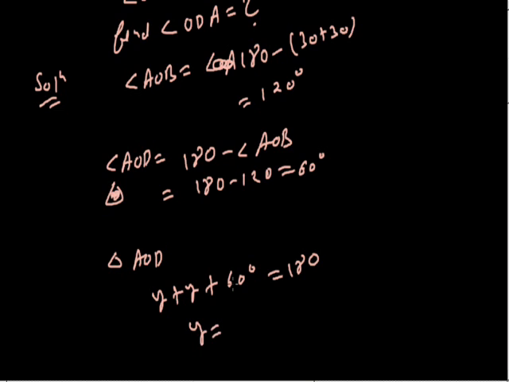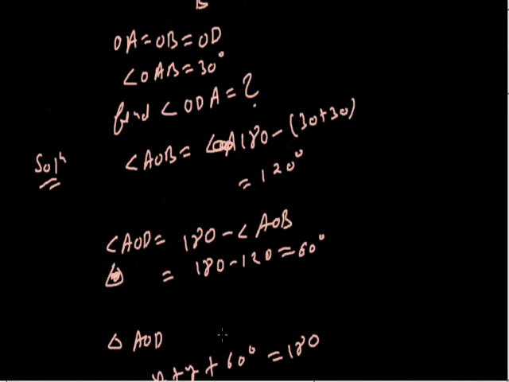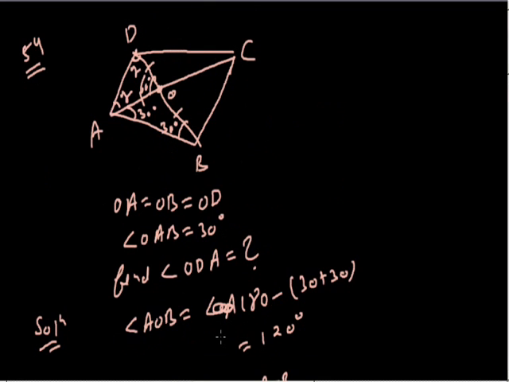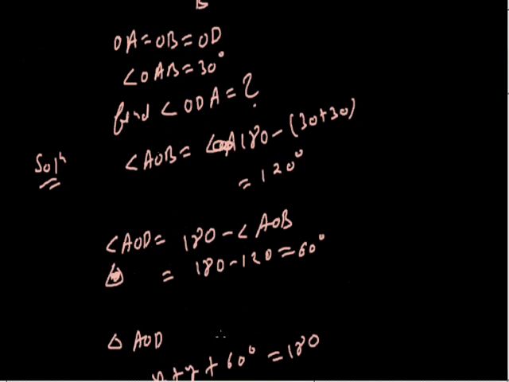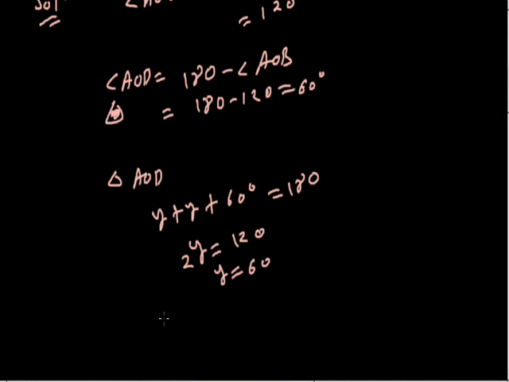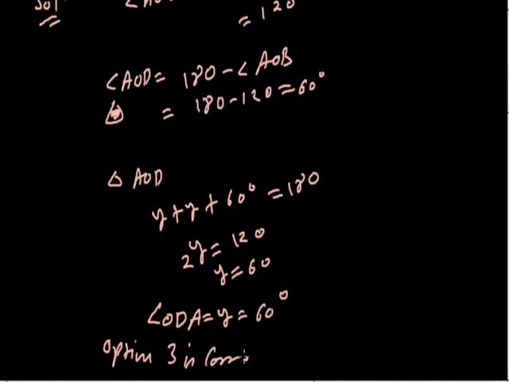By solving this, 60 comes to the other side, that is 120. 2y equals 120, so y equals 60 degrees. So the value of y equals 60 degrees, or we can say angle ODA equals y, which equals 60 degrees. So according to this, option 3 is correct. Now we move to the next question, question number 55.